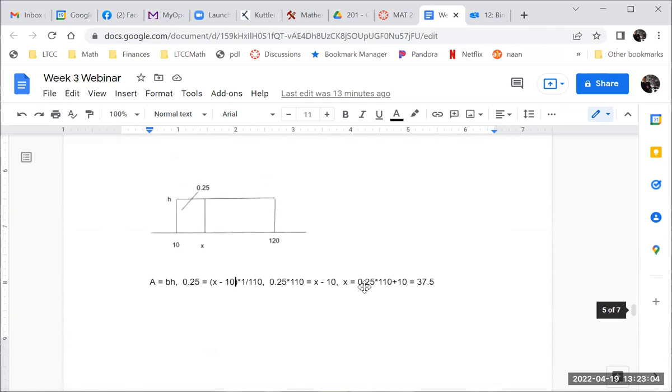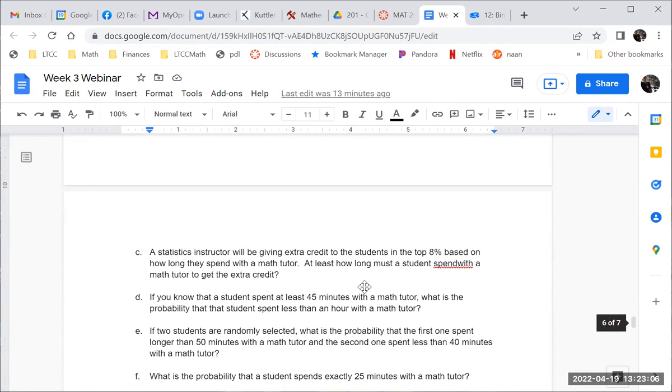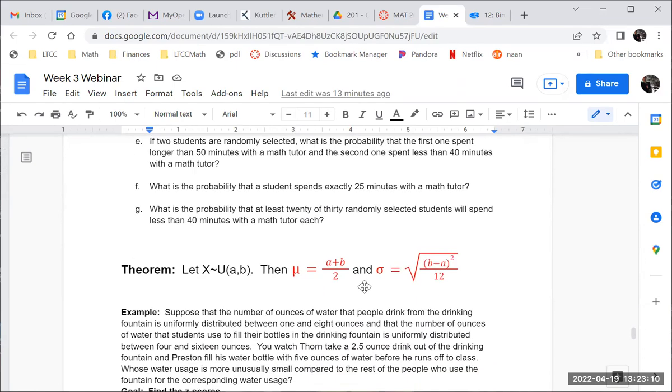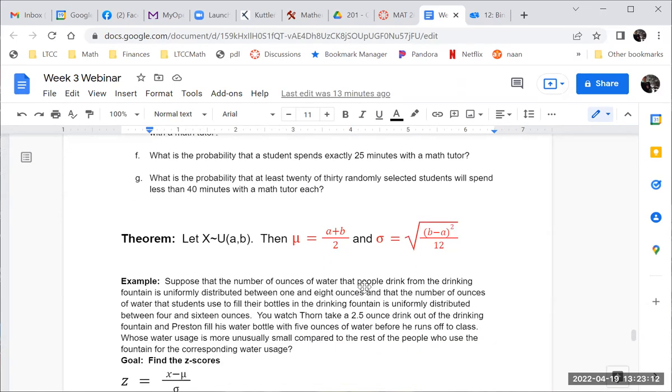Okay, so now I'm going to jump here because we only have so much time. If we have time, I'll go back to it. Okay, so here's a big theorem. If x is uniformly distributed between A and B, with low A and B high, then what does this first symbol right here mean?